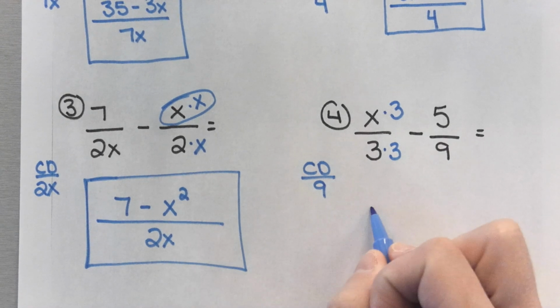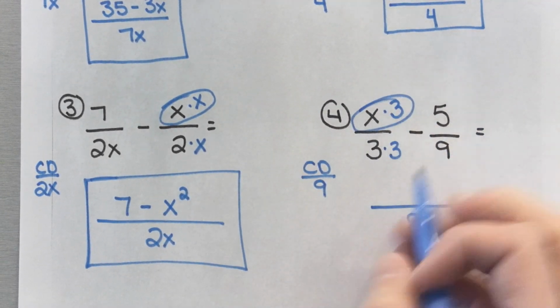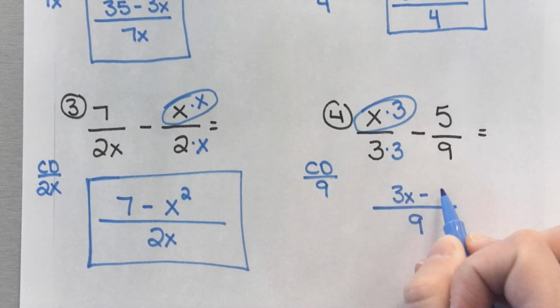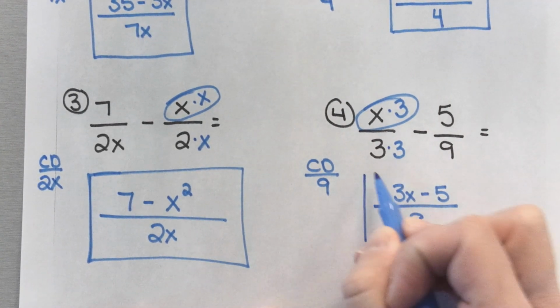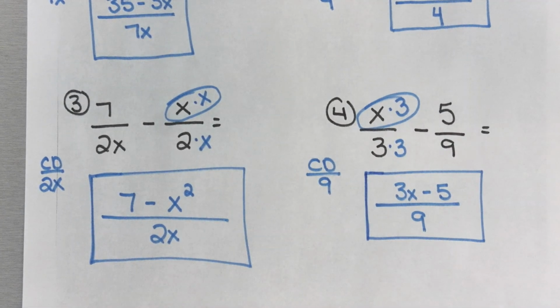Okay, so my denominator is now 9. 3 times x, 3x, and then I have my minus, and then I have my 5. Any like terms that I can combine? No. So I'm ready to box it in and call it a day. All right, can we try some more?